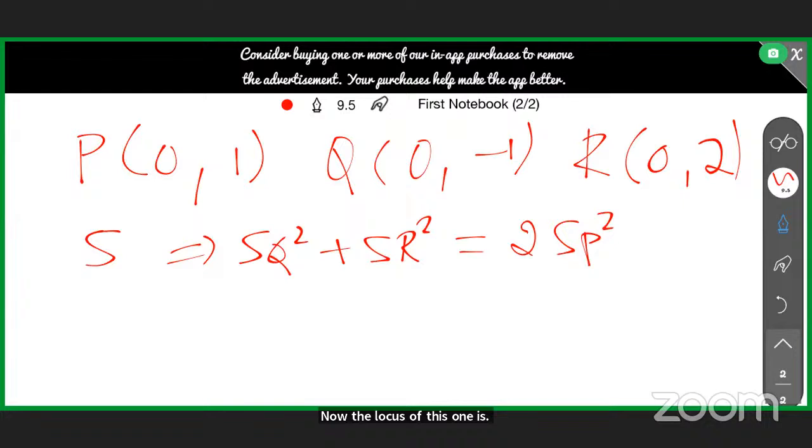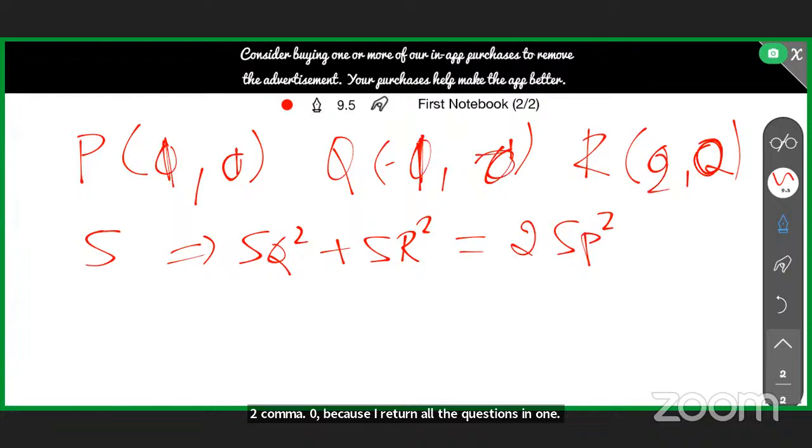Now what is the locus of this one? Sir, I think you have given this question yesterday. I gave a question, but the coordinates were different. Yes, sir, same coordinates. Okay, then it is supposed to take the coordinates in the reverse manner. It is supposed to be 1, 0, -1, 0, 2, 0, because I have written all the questions in one Word document here, so I took the previous question.